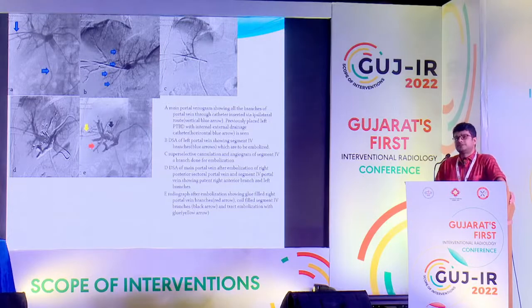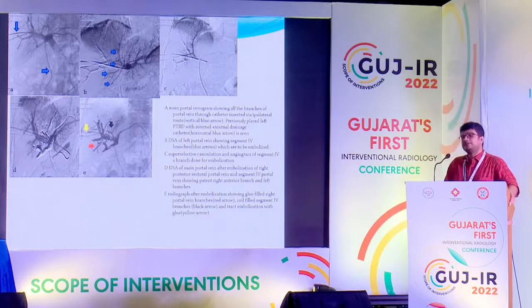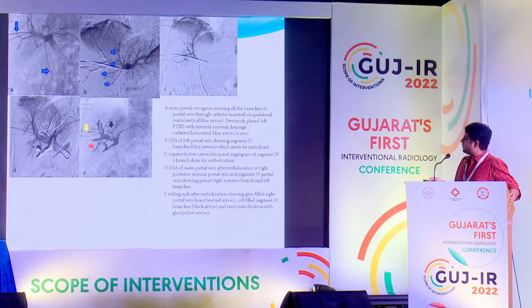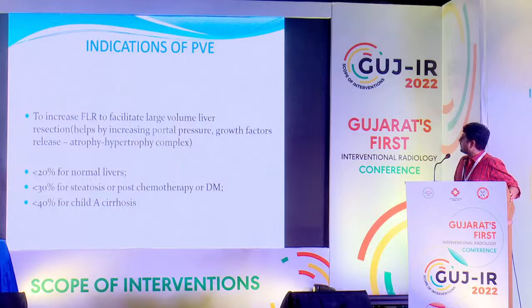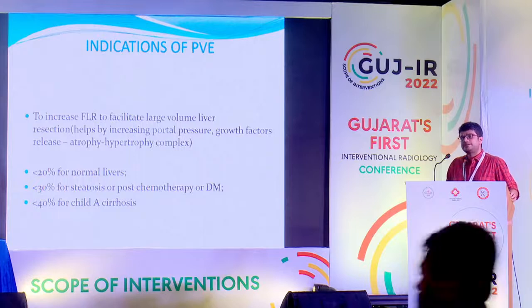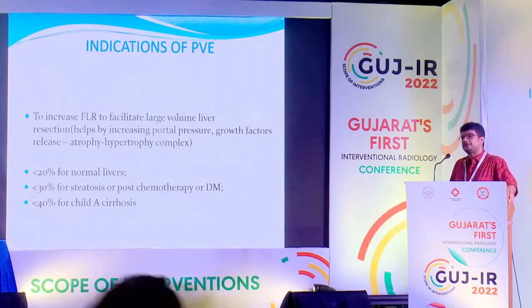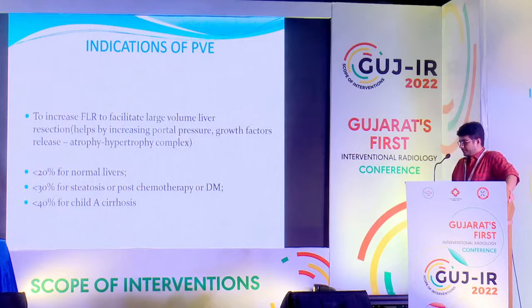So what it achieves is most of the portal venous flow goes in the left lobe of liver. There is mild increase in the portal venous pressure due to the tumor, due to the hepatocyte growth factors, there is hyperplasia of the left lobe, and FLR becomes high. There is 5 to 10% increase in the FLR after 2 to 4 weeks. We should at least have 30 to 40% FLR: 30% in steatosis or post-chemotherapy liver, and 40% in Child A cirrhosis.